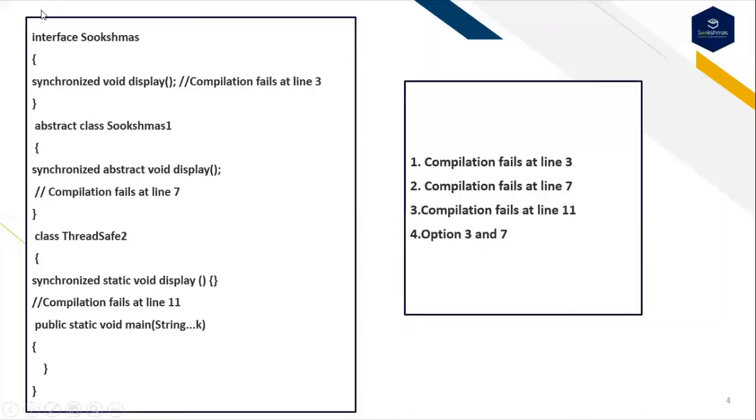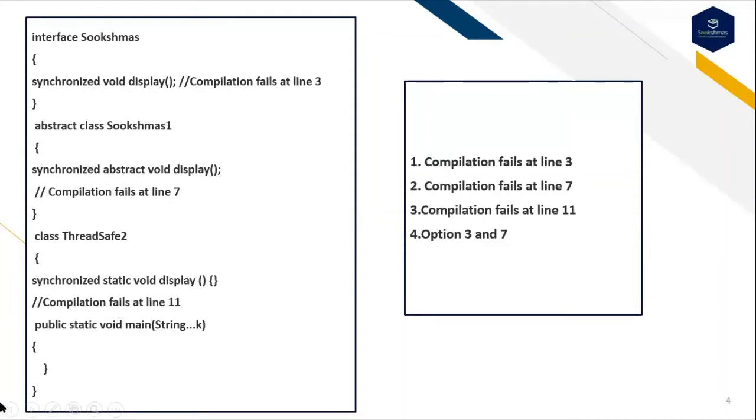This is the third question. Interface Sookshmas, and here we have a method called synchronized void display, and I'm asking whether compilation fails at line 3 or not. And this is one more class called Sookshmas1, an abstract class. We have a method inside the abstract class called synchronized abstract void display. Here I'm asking whether the compilation fails at line 7 or not. And this is one more class called ThreadSafe2, where I have introduced a method called synchronized static void display, and here also I'm asking whether compilation fails at line 11 or not.